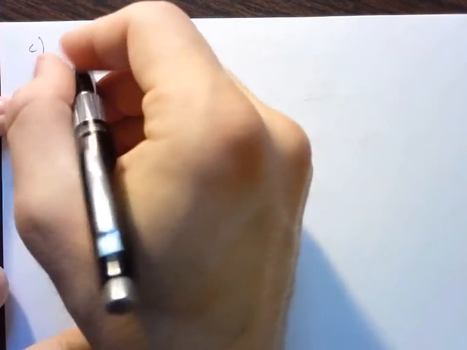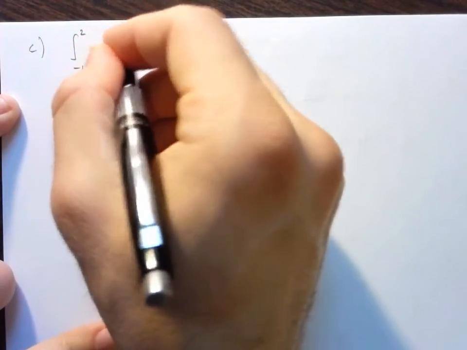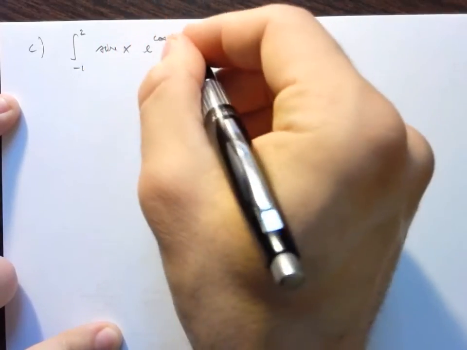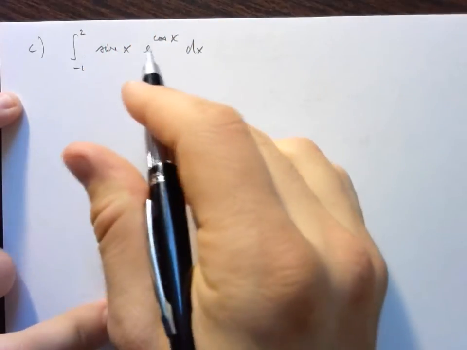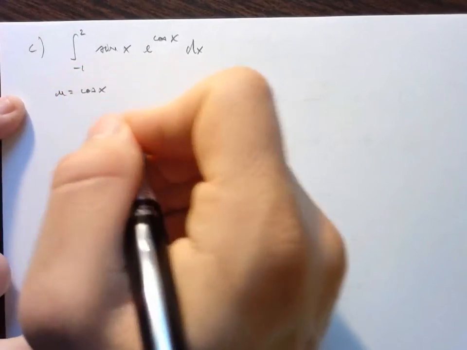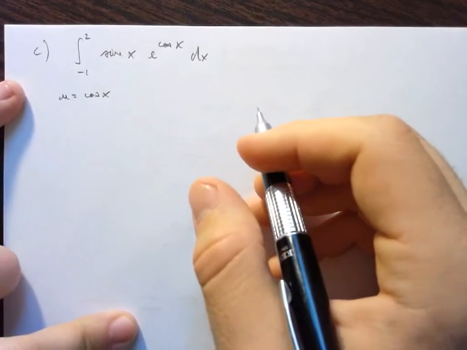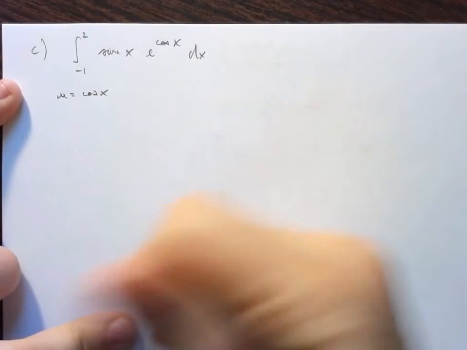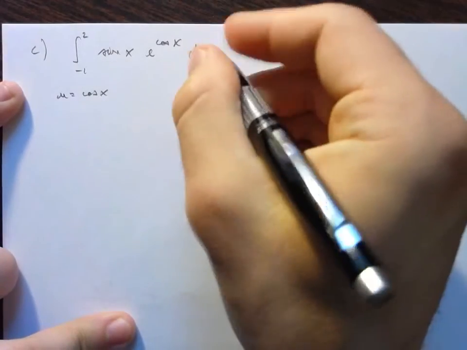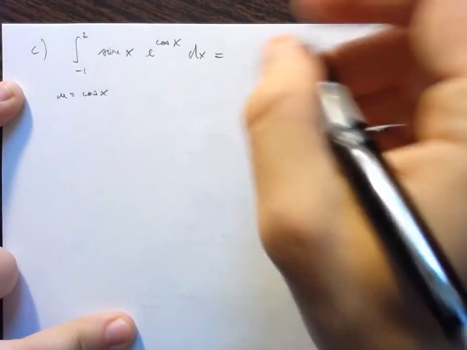So part C has us now do the integral from -1 to 2 of sine of x e to the cosine of x dx. And of course you could do the substitution, u equals cosine of x, change the bounds, do all that. But I'm not going to spend time doing that here. We've done plenty of examples in tutorial to see how the substitution technique is used. I'll simply write the antiderivative here.